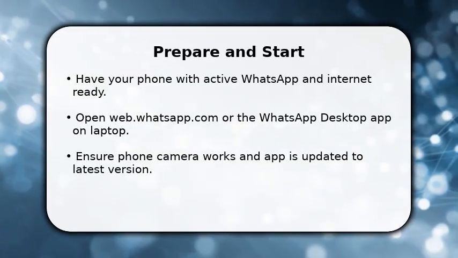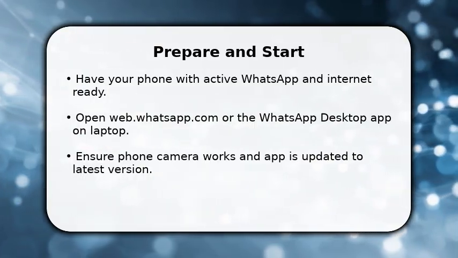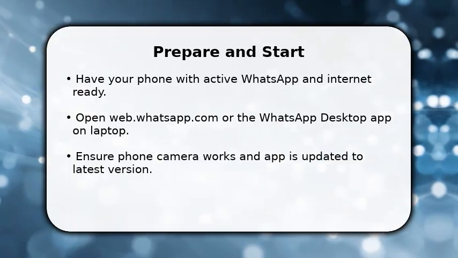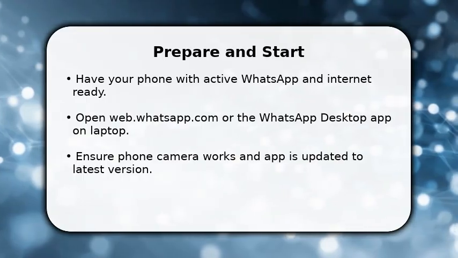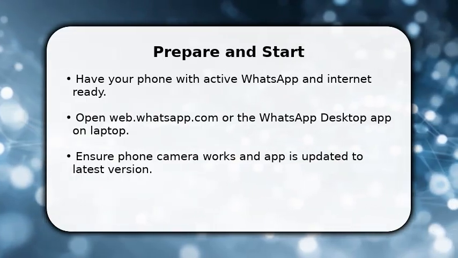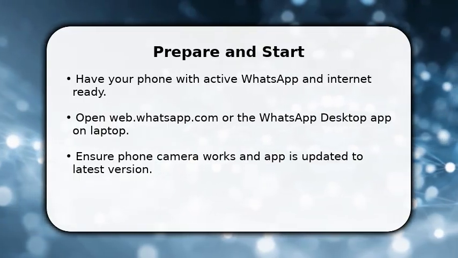You start by confirming your phone has an active WhatsApp account and a live internet connection. This is essential. Once done, open your laptop browser to web.whatsapp.com, or launch the official desktop app and keep the phone unlocked. Make sure the WhatsApp app on your phone is updated and the camera permission is enabled.